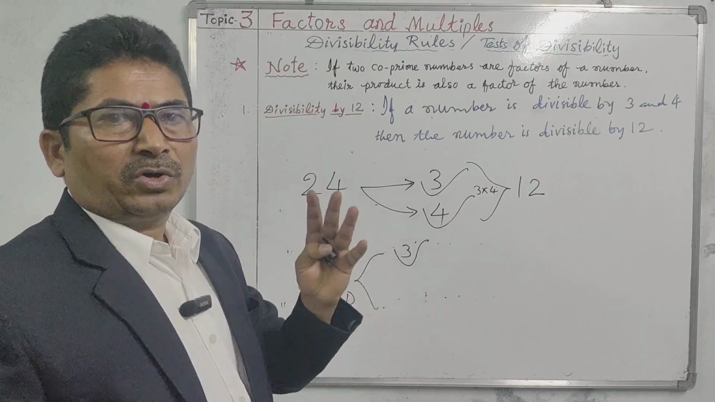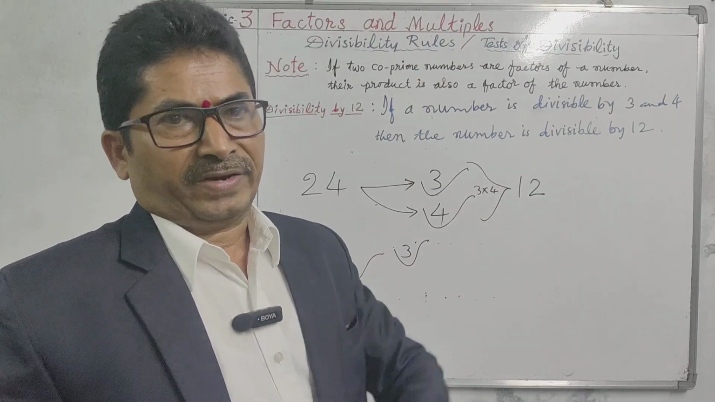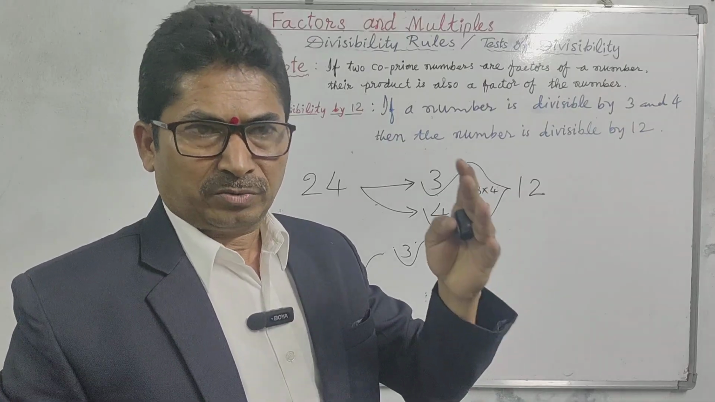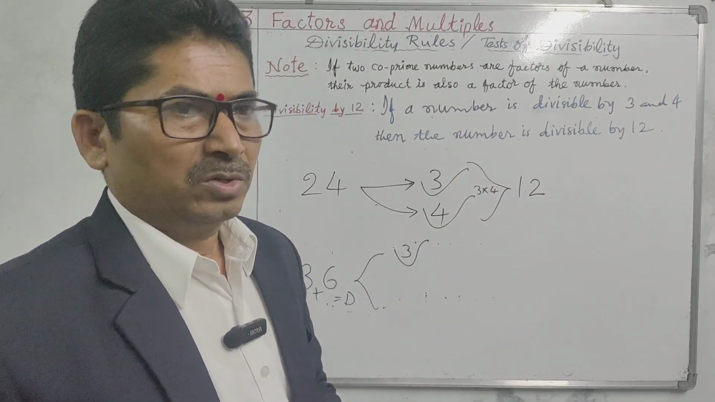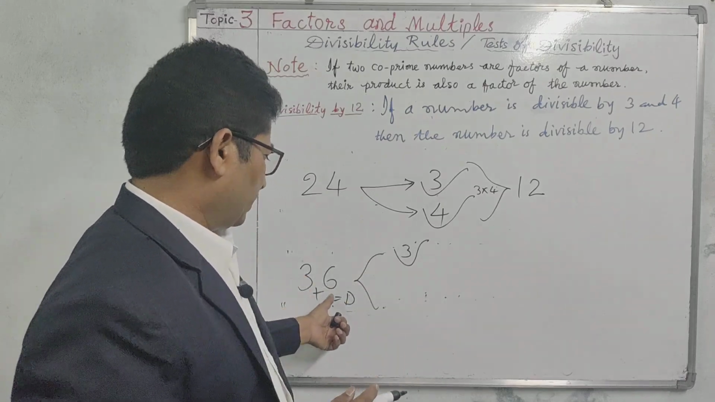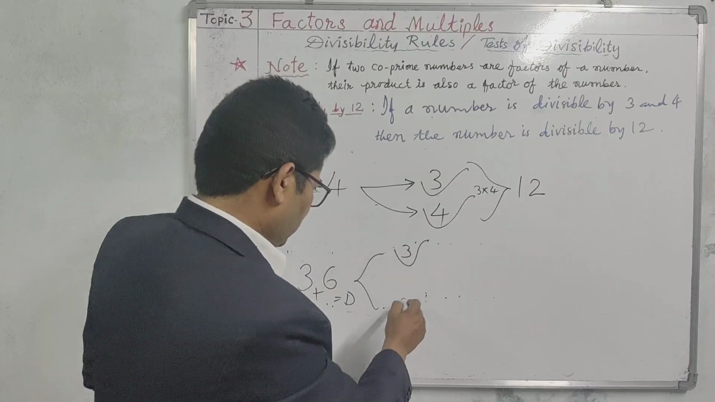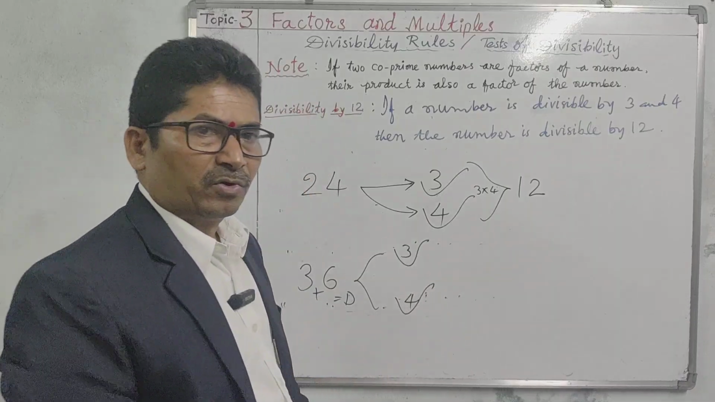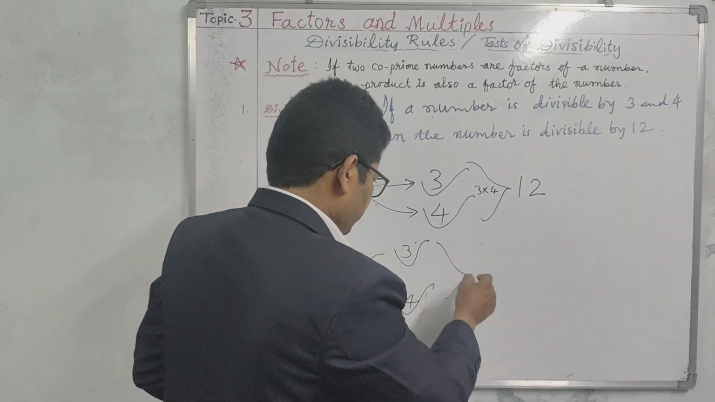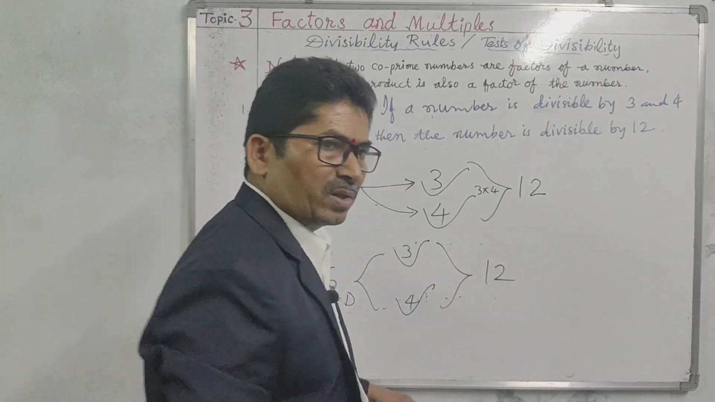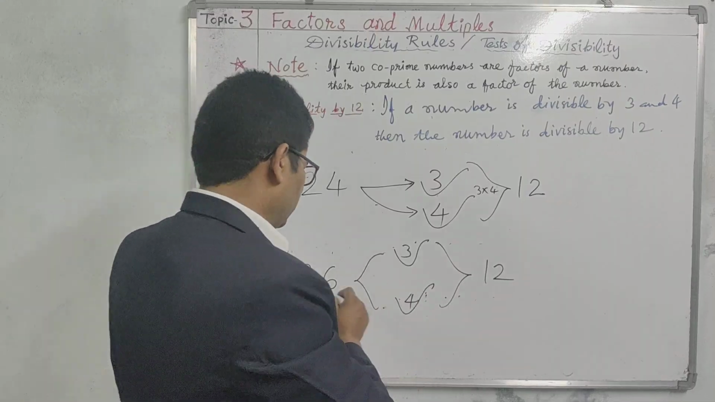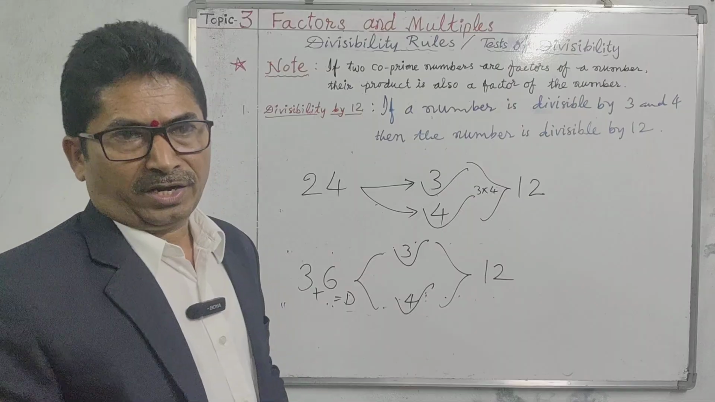And 36. I told you the sequence of which numbers are divisible by 4: 0, 4, 8, 12, 16, like that. So if you don't remember, you may divide by these two numbers. 4 9s are 36. So that's why this is divisible by 4. These two are co-primes. So their product is 3 4s are 12, which divides the given number 36 exactly. So this 36 is also divisible by 12.